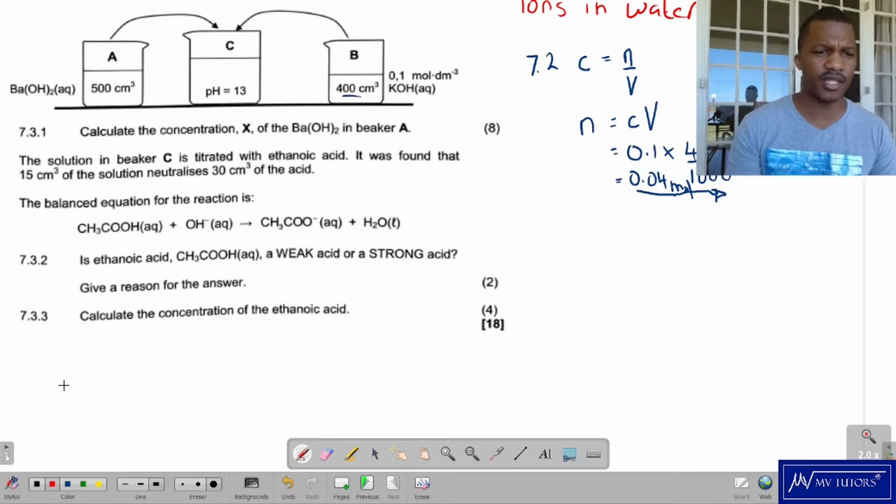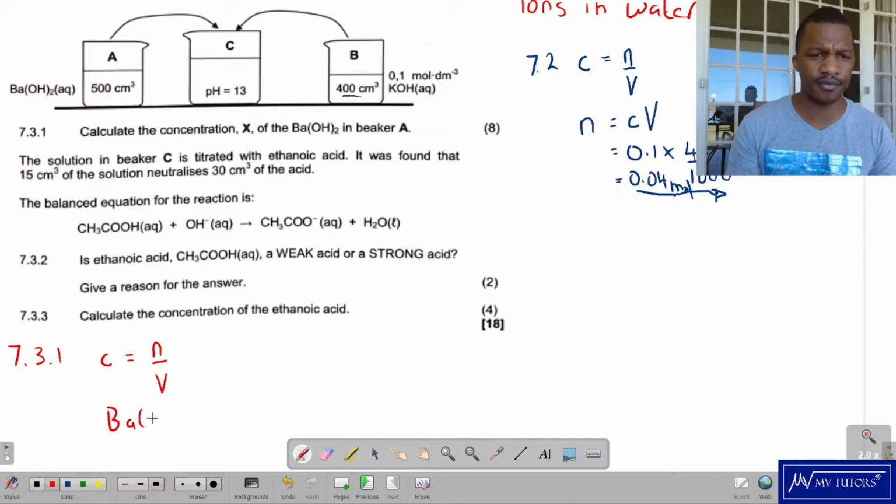So what I mean is that, okay, let's start here. We need to be able to read this slowly. First of all, we are solving concentration. Okay, so what's the formula for concentration? It's C equals number of moles divided by volume, right, of barium hydroxide. So now what do we know about barium hydroxide?